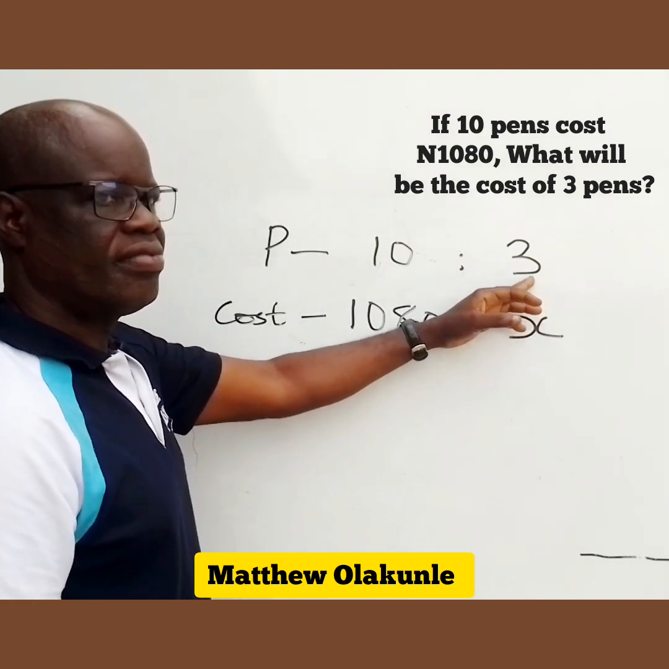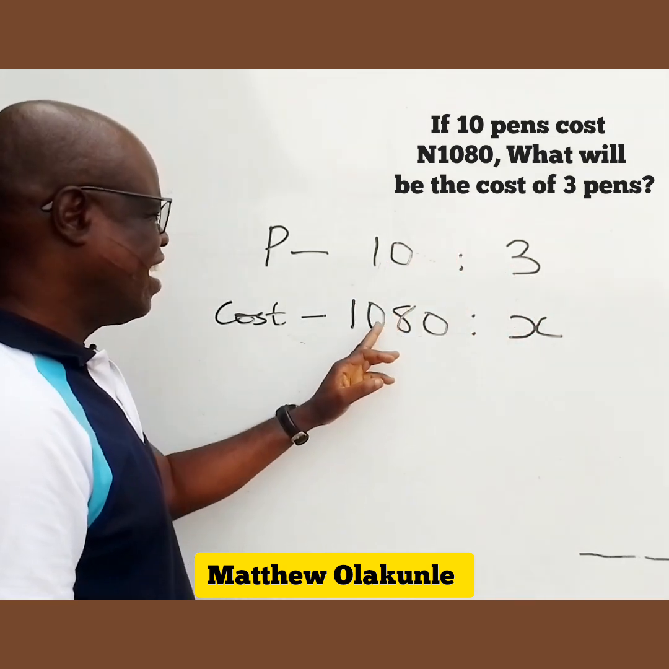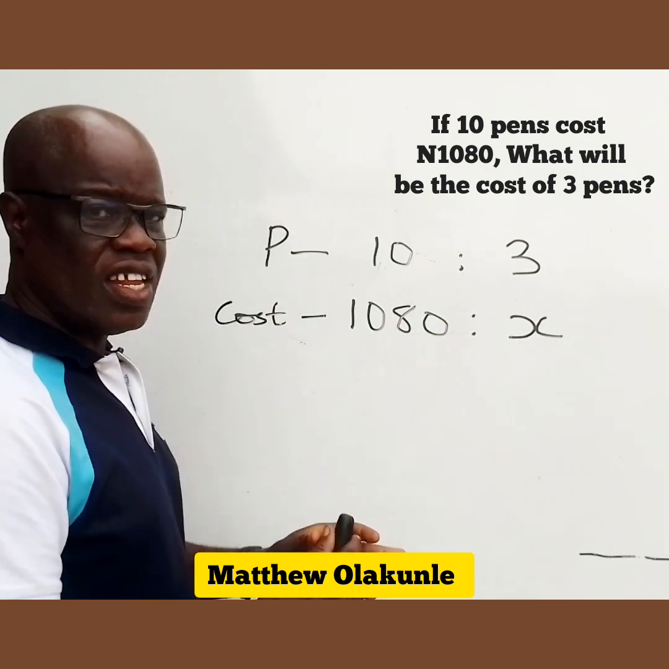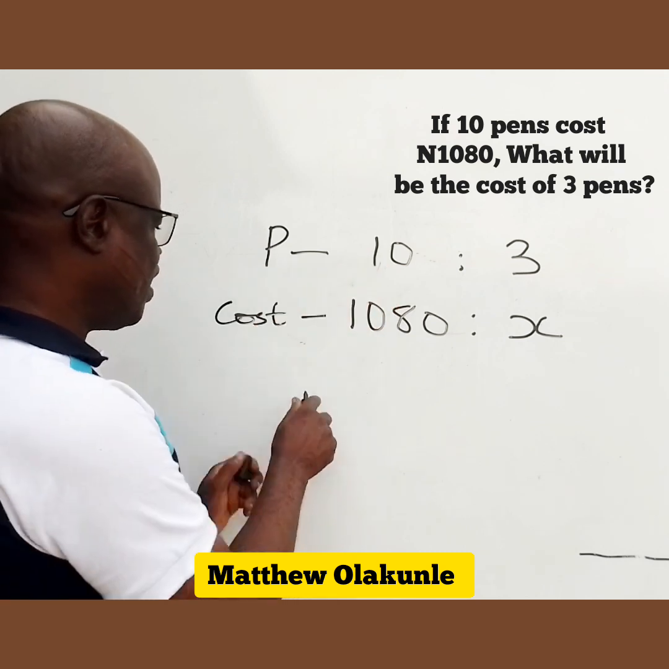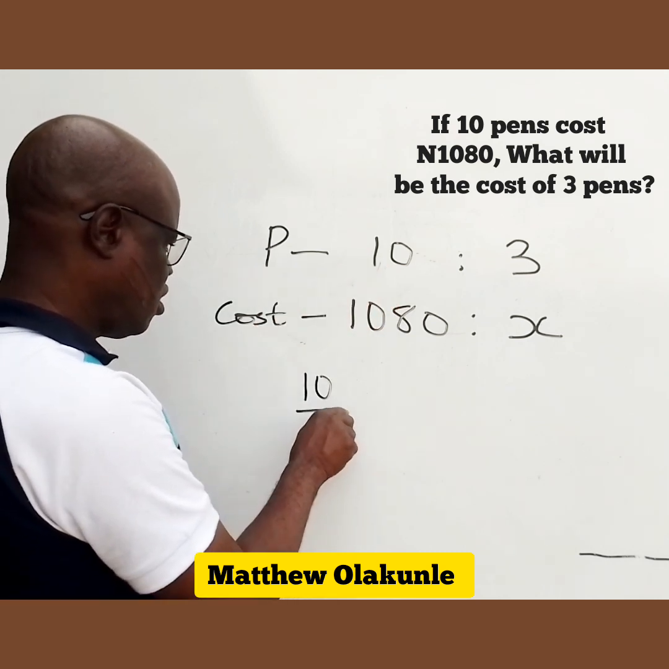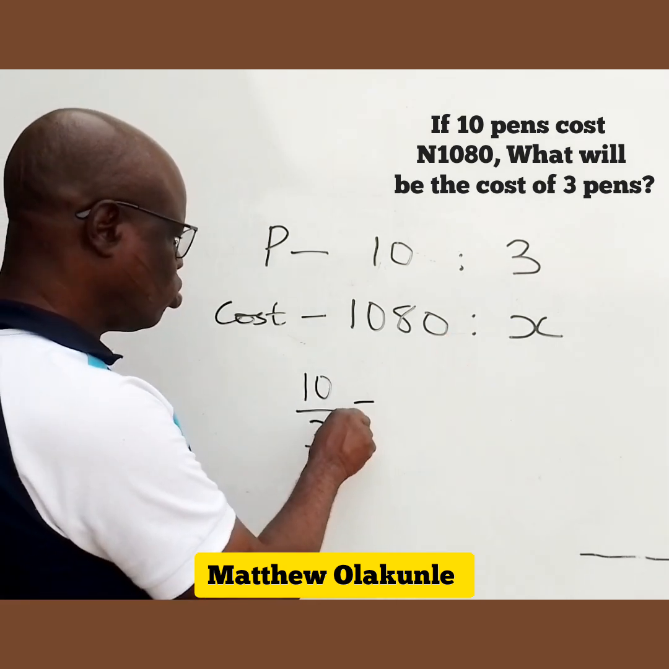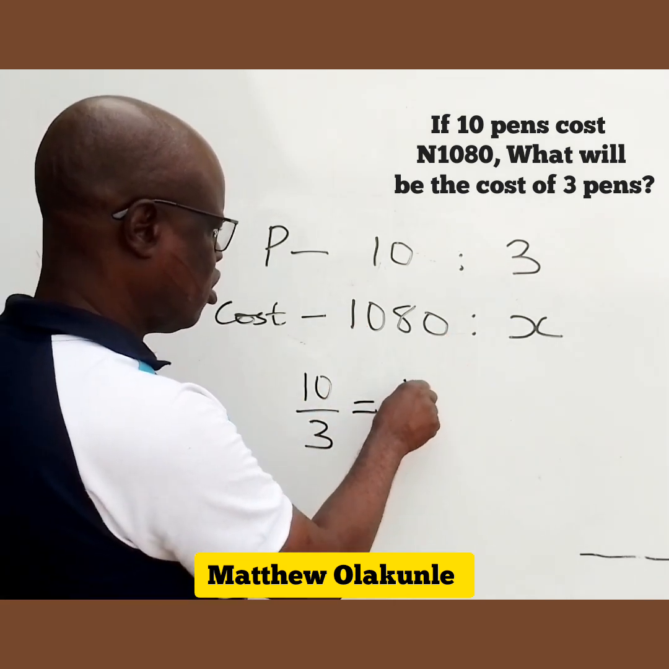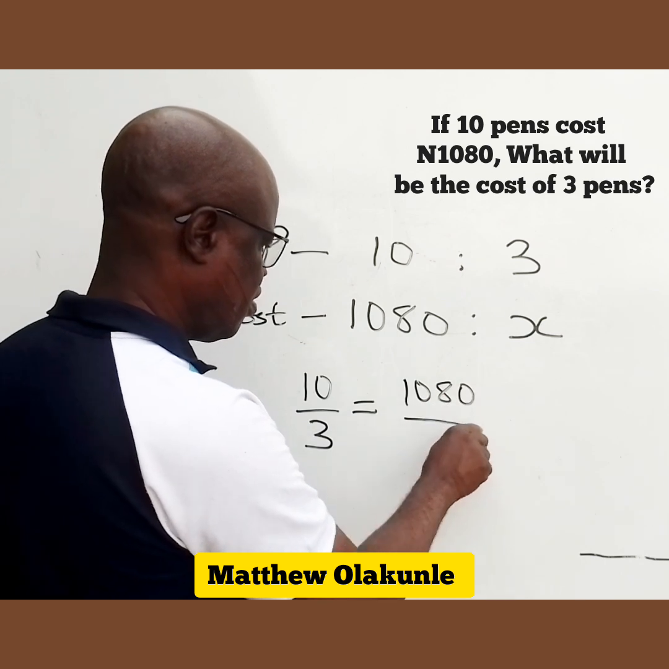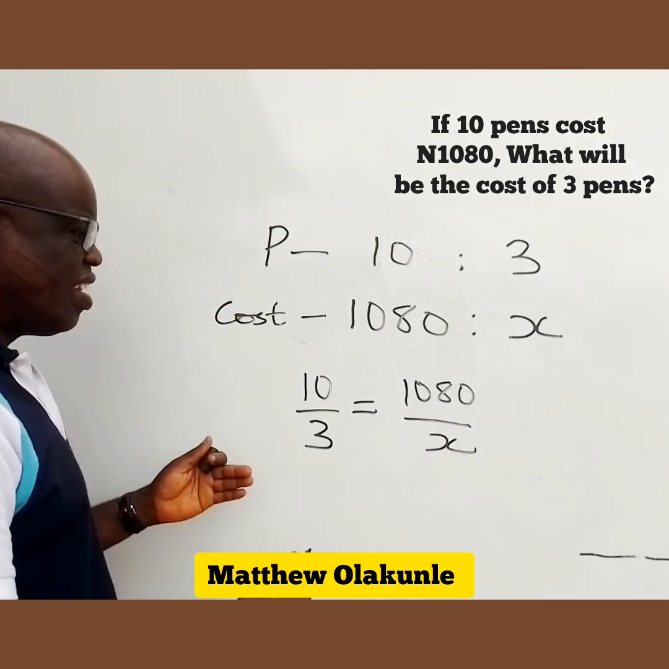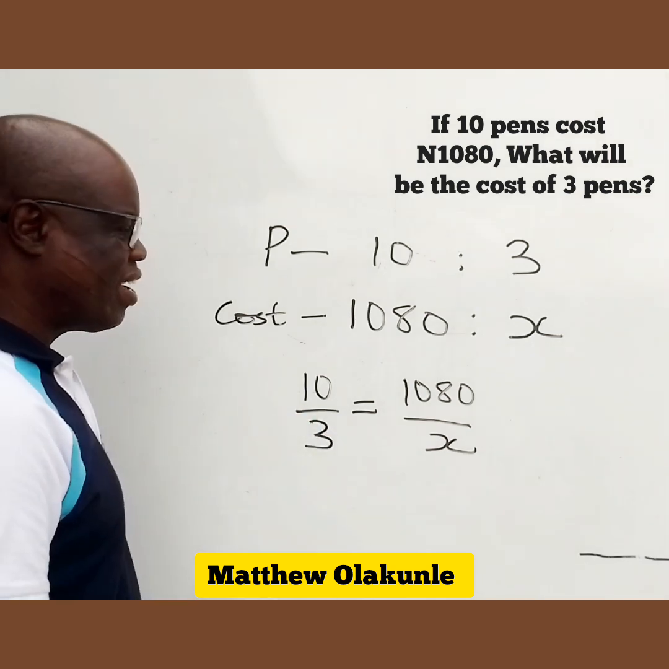So if it is direct proportion, what you just do is you say 10 divided by 3 for direct proportion, 1,080 divided by x, and you equate them together. So this is 10 divided by 3, equated with 1,080 divided by x. Very simple. So the next thing is you cross multiply.